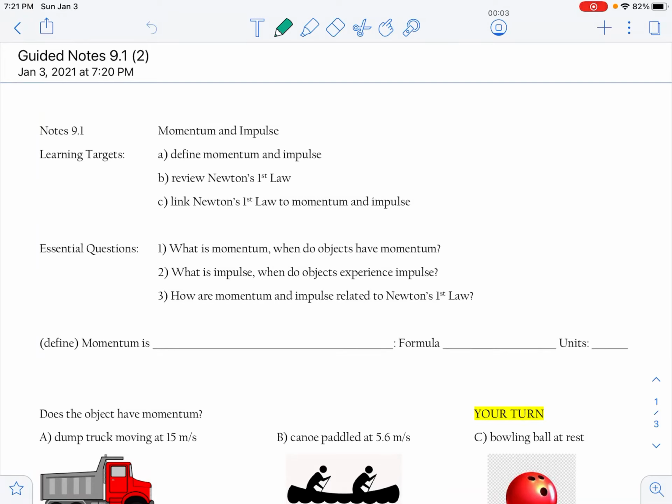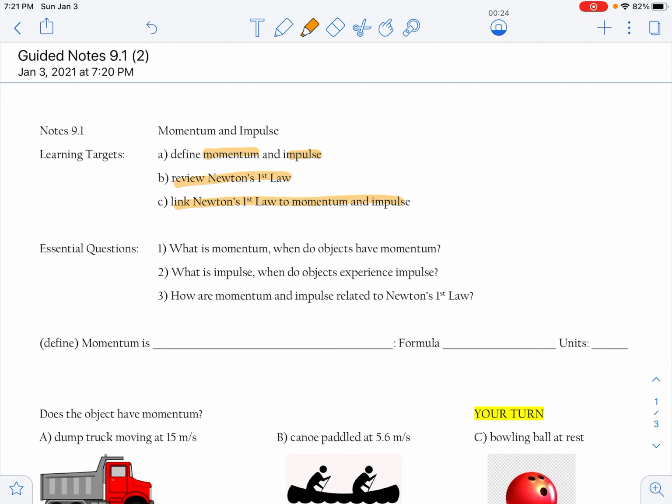Hello everyone. Today's notes are from section 9.1 on momentum and impulse. So our learning targets today are to define both momentum and impulse, to review Newton's first law, which we talked about in class today also, and to link the law to momentum and impulse, which is our new topic.